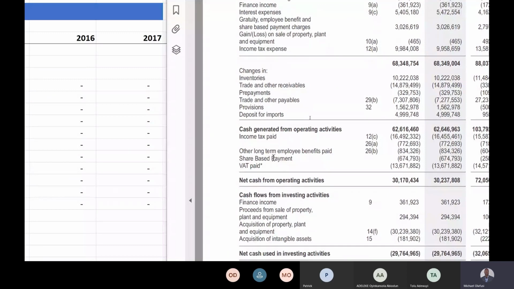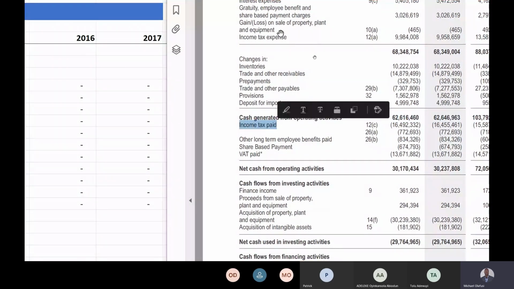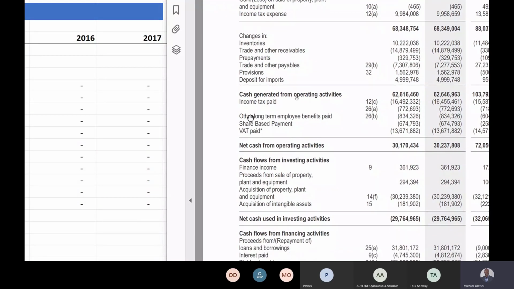And then the one I just explained to us, the tax expense and the tax paid. And these ones again are things related to what they did.